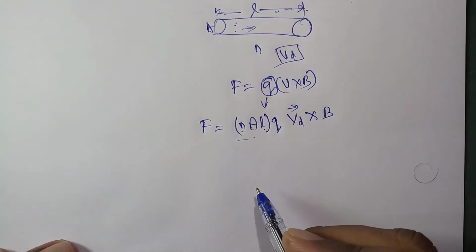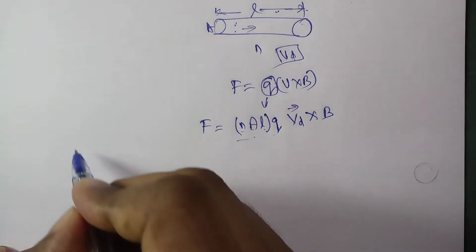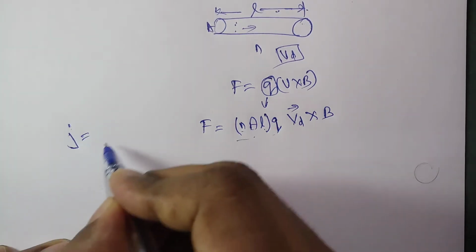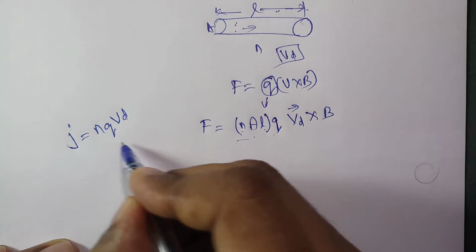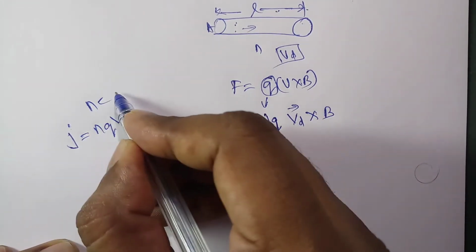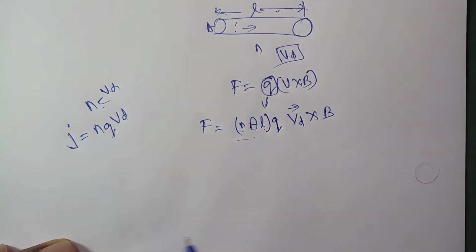Now along with this, we have another equation for current density J. J is given by n into q into Vd, or we will write it as n e Vd also. This e means the charge of an electron. Here q is the charge of the charge carrier, that is the electron itself.